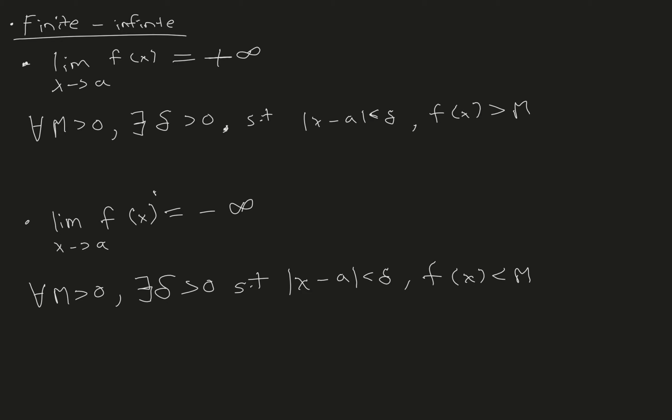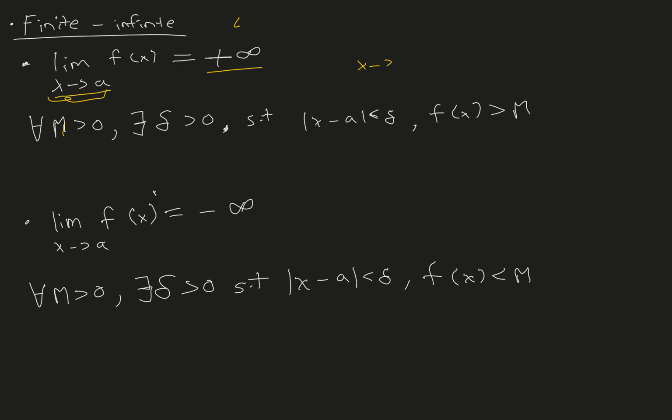So it says that the limit of f of x as x approaches a finite number a is plus infinity. So remember, we use epsilon whenever it approaches a finite number L, but we use m when it approaches infinity. So for all m greater than 0, and note that we use delta when x approaches a finite number, but we will use n in the later sections when x approaches an infinite number.